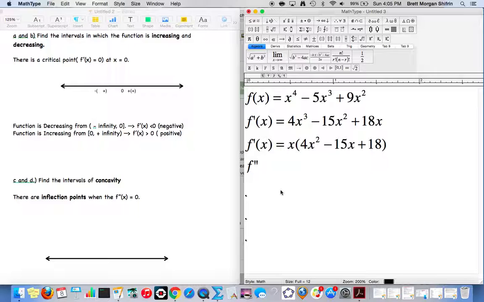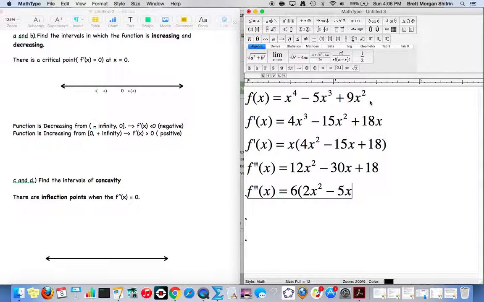I'm going to find my second derivative, which is 12x squared minus 30x plus 18. And again, if I factor this, I can factor out a 6, and then I'm left with 2x squared minus 5x plus 3. And now that factors really nicely into 2x minus 3 and x minus 1.